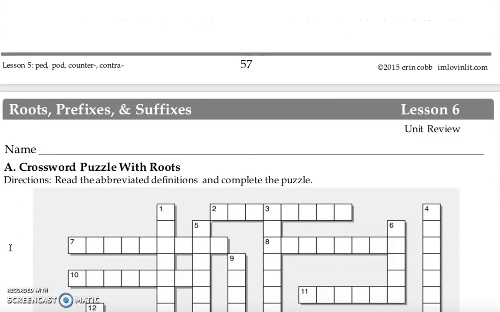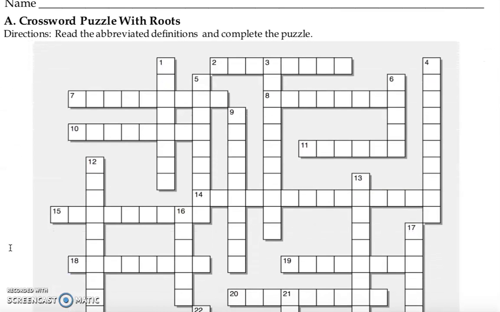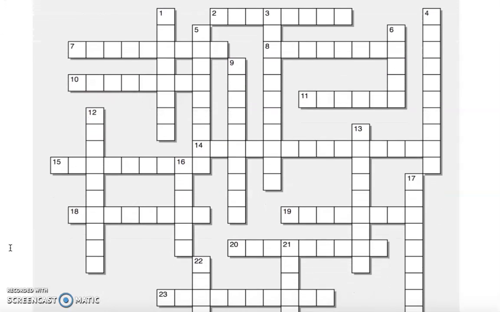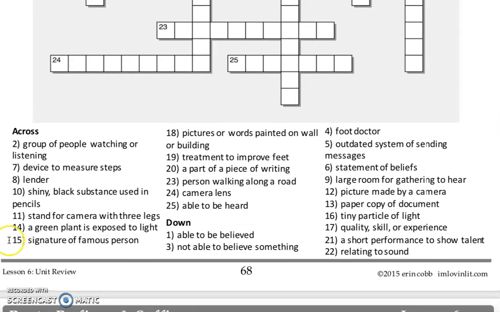Our Lesson 6 unit review looks a little bit different than our usual packets. It starts off with 2 big crossword puzzles where you need to fill in the word that matches the definition. Let's take a look at those clues. For this crossword puzzle, we have some across clues. Number 2, group of people watching or listening. 7, device to measure steps.